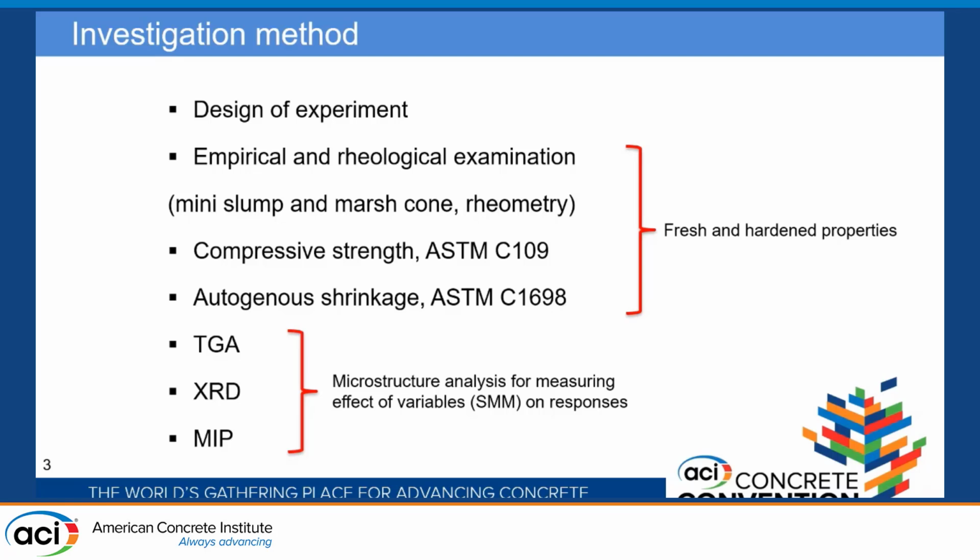The project can be divided in three parts: design of experiment, fresh and hardened properties of concrete, and microstructural analysis of the selected mixtures. Empirical and rheological properties were done by mini-slump test, marsh cone, and rheometry using a concentric cylinder rheometer. Compressive strength and autogenous shrinkage I studied, and TGA, XRD, and MIP were among the microstructural analysis tests I've done.